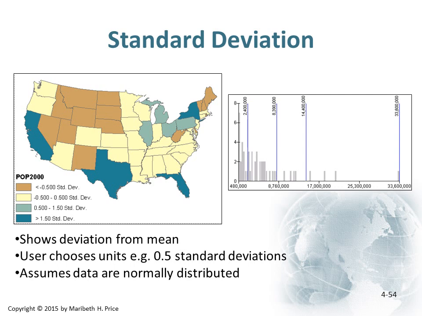Standard deviation is also commonly used, and here you use units like a half a standard deviation, and it assumes that your data is normally distributed.